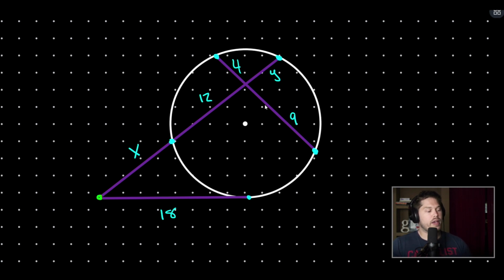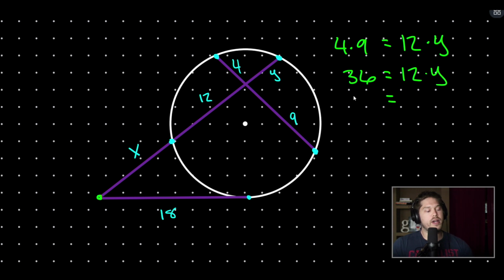And for y, we have a chord intersection. So we know that 4 times 9 must be equal to 12 times y. Okay. We know 9 times 4 is 36. And we can divide by 12 to get y is equal to 3. 12 times 3 is 36. Excellent. So we know that y is equal to 3.